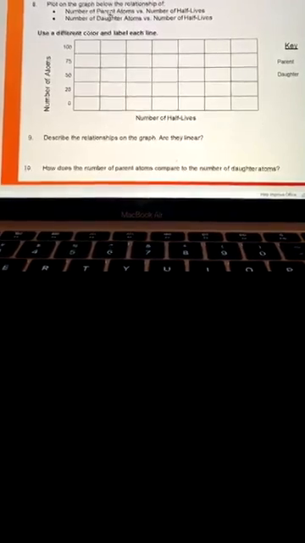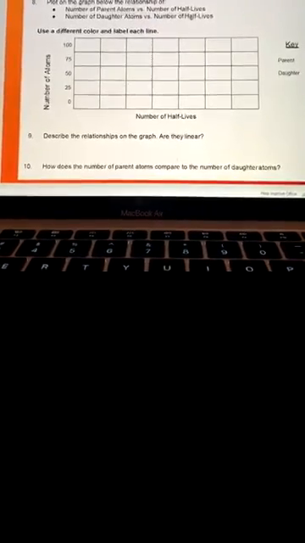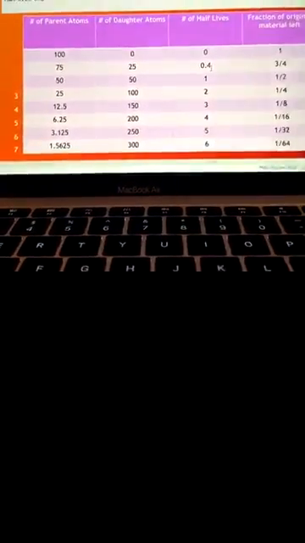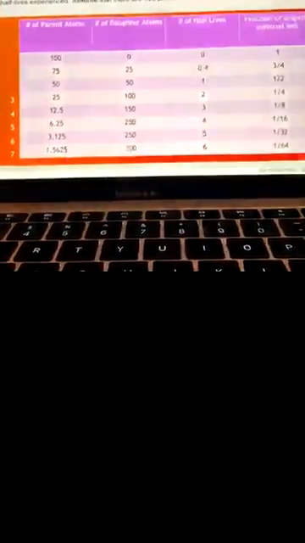The first part is to plot on the graph below the relationship between the number of parent atoms versus the number of half-lives. So we're talking about the first column in your table, the number of parent atoms, and the third column in your table, the number of half-lives. They're asking you to plot this versus this. As the number of half-lives increases, what happens to the number of parent atoms? It goes down.